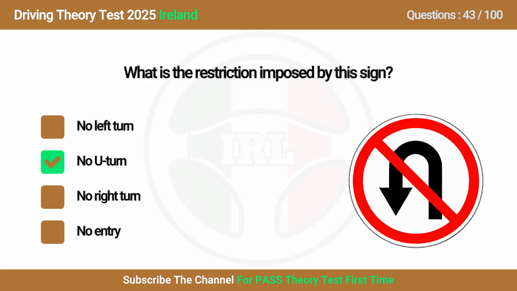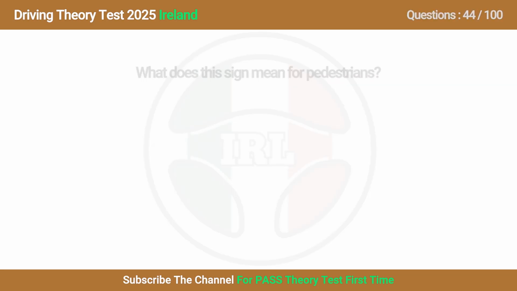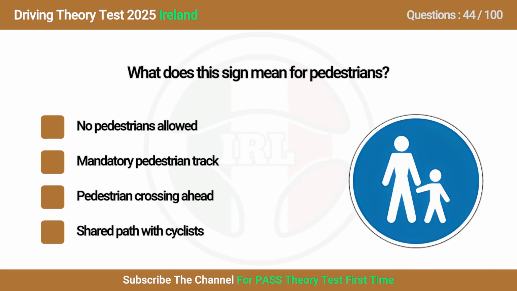Answer is B. No U-turn. This sign means no U-turn. Drivers are prohibited from making a U-turn at this location due to safety or traffic flow considerations.